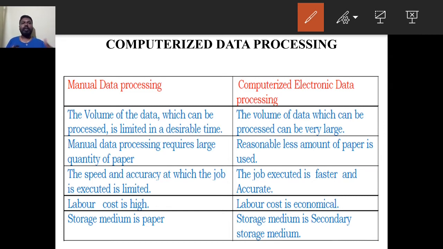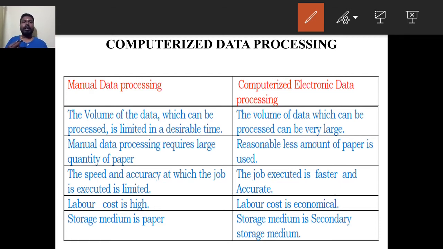Next point, in manual data processing, labor cost is high. Being human, we have to pay a monthly salary, or some amount, so labor cost is high. In computerized data processing, labor cost is low.